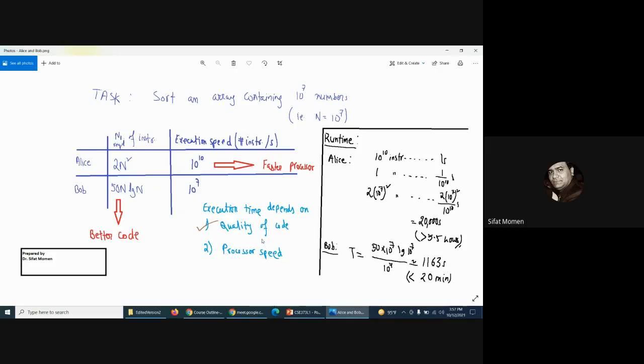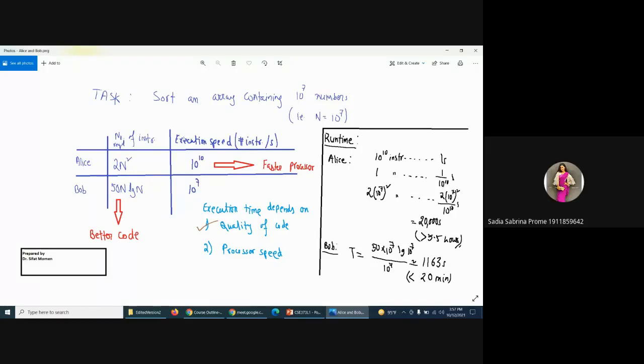But we want to see what happens now. So let's see for Alice. Alice executes her code on a processor that executes 10 to the power 10 instructions every second. So 10 to the power 10 instructions are executed in 1 second. Am I correct, Nakina? Yes, sir. So one instruction is executed in how many seconds? 1 over 10 to the power 10 seconds?